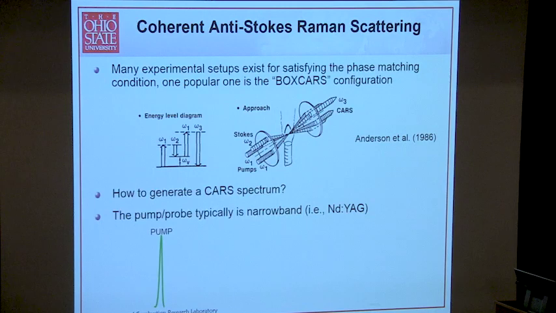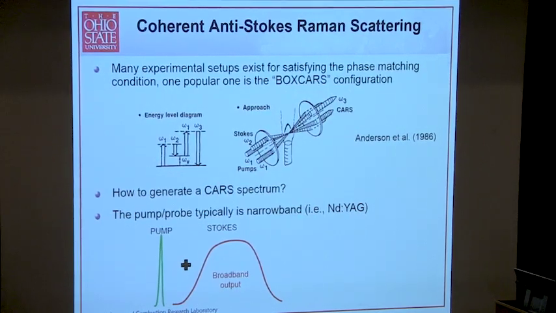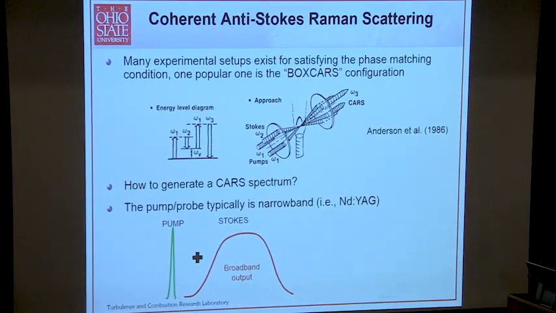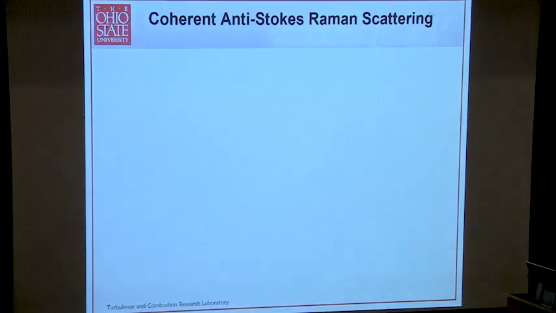How do you generate a CARS spectrum? Generally you have pump and probe at, say, narrowband 532. If you have a broadband dye laser output and you scan over these, as you scan the pump over the probe, there are going to be many combinations between the wavelengths contained in this bandwidth and this pump band that satisfy the Raman coherence, and you end up generating a Raman spectrum. Okay, that's it, very simply.